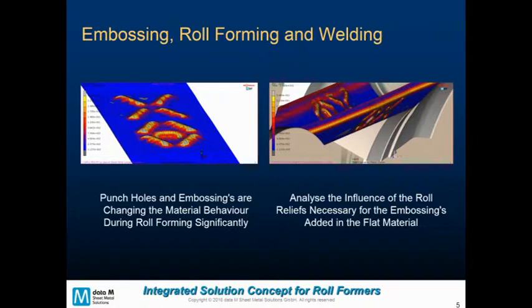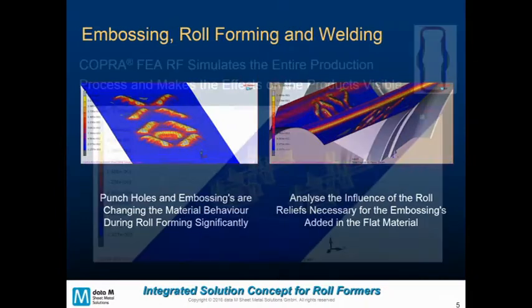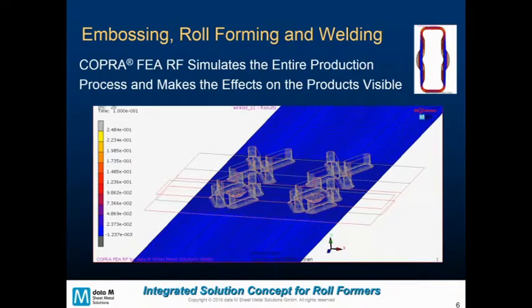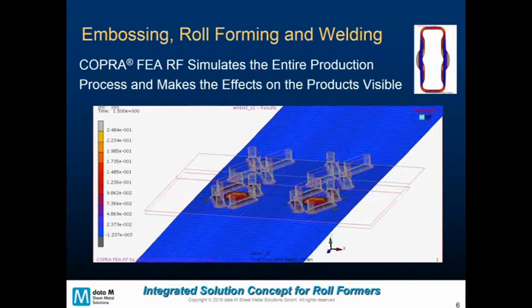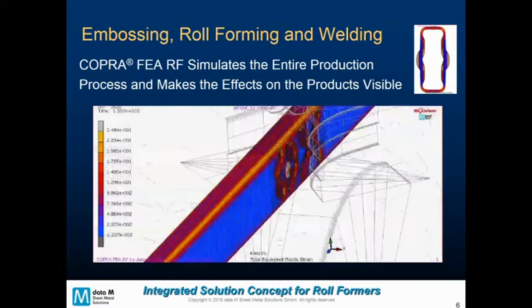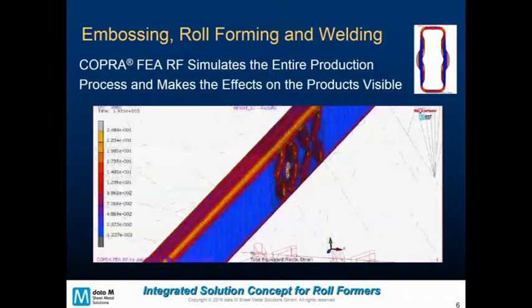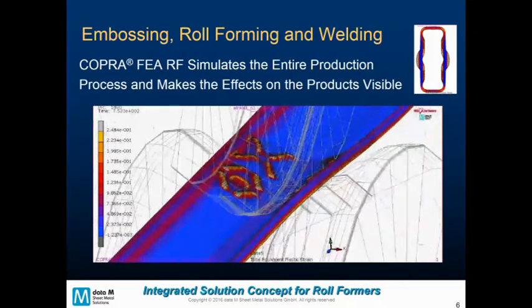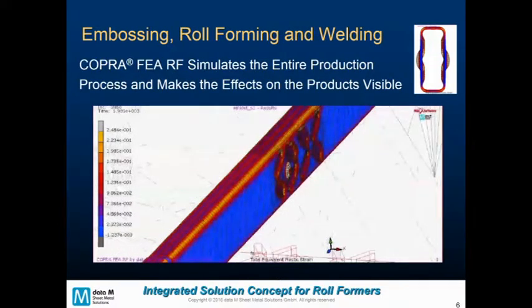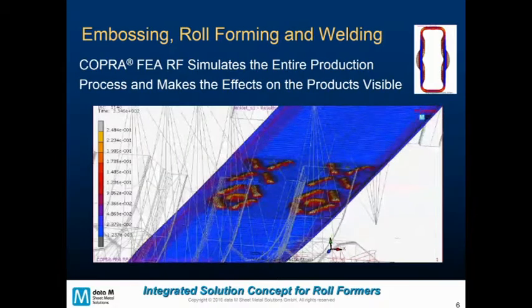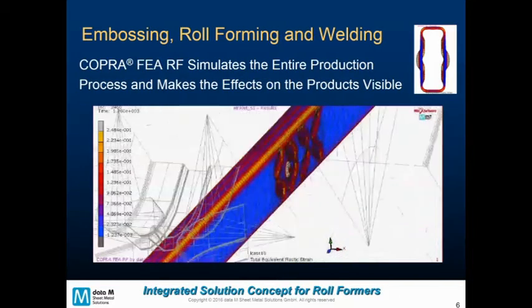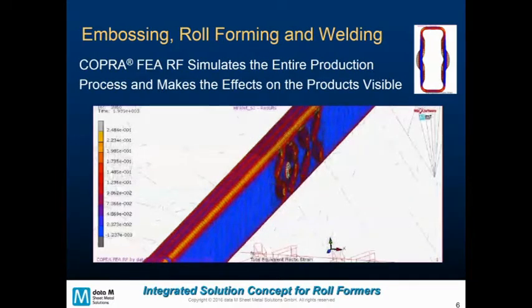So one of the key things here we can see, and this is a rather fast video, but Copra FEA RF simulates the entire production process with embossing, and it makes the effects on the products visible. So here I'll play this again so we can see the embossings going in a two-stage, and then the roll forming process through to weld and finish. So you can see the embossings applied, forming of the box section, and then finish.